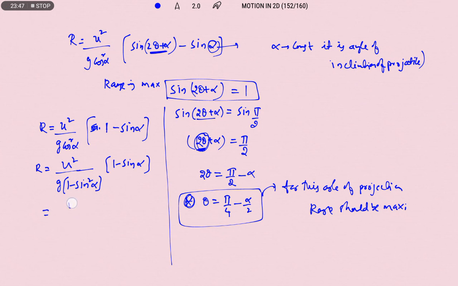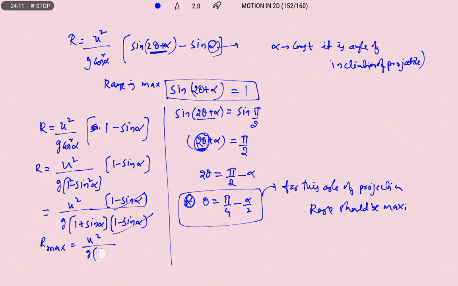The denominator is in the format of a square minus b square, so we can write a plus b into a minus b in the denominator. The numerator is as it is, 1 minus sin alpha. So 1 minus sin alpha and 1 minus sin alpha get cancelled. Therefore the range maximum expression is equal to u square by g times 1 plus sin alpha.